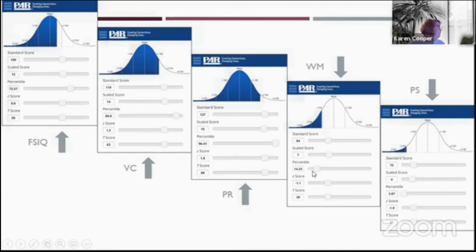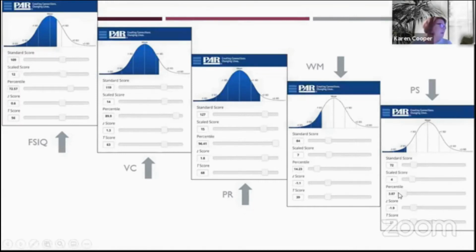His working memory is in the 14th percentile, meaning only 14 kids out of 100, or people out of 100, would have weaker working memories than him. And that would be an indication of why he needs written instructions to refer to, because it's very challenging for him to hold information in the short term.